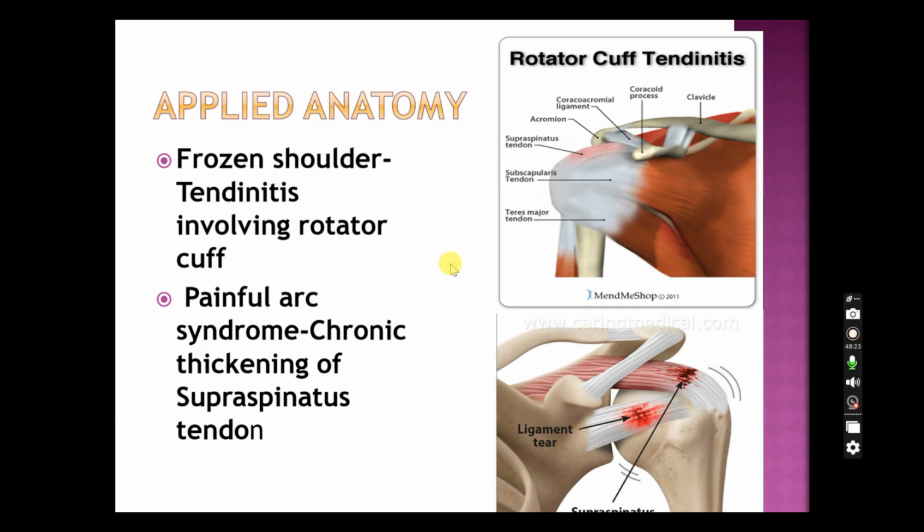Frozen shoulder is the tendinitis of the rotator cuff. Okay, and painful arch syndrome means thickening of the supraspinatus tendon, so that the patient feels pain between 60 to 120 degrees of abduction because the supraspinatus tendon is thickened and is going to rub against here, making the abduction painful.